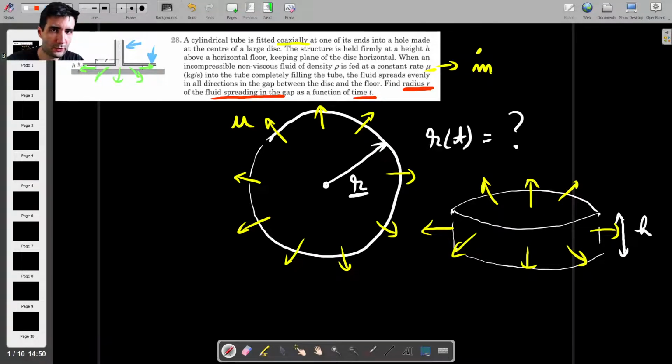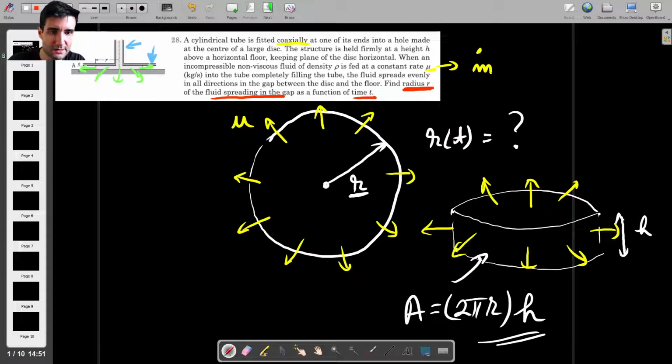It's flowing through the lateral area of the cylinder that we can find quite easily. The lateral surface area of the cylinder is given by the circumference of the circle, which is 2 pi r, multiplied by h, the height. The liquid is coming out everywhere, and the total area used by the liquid that's coming out is 2 pi r times h.